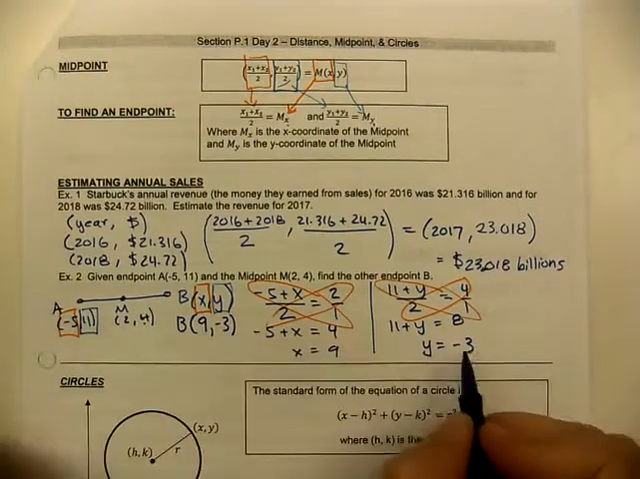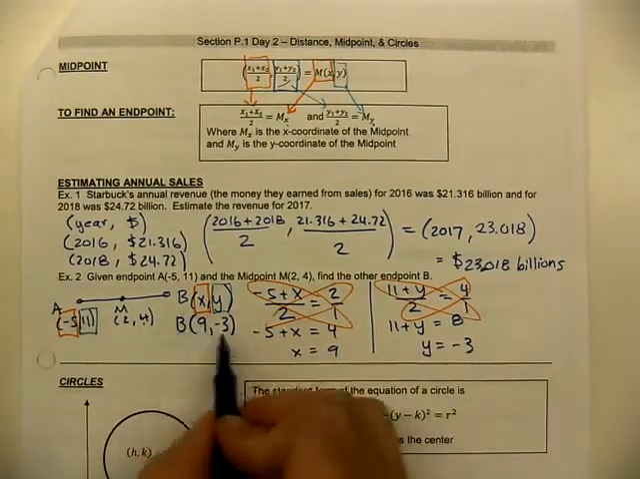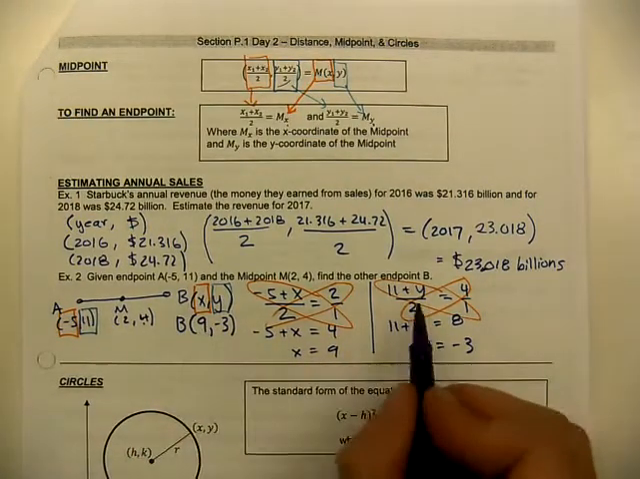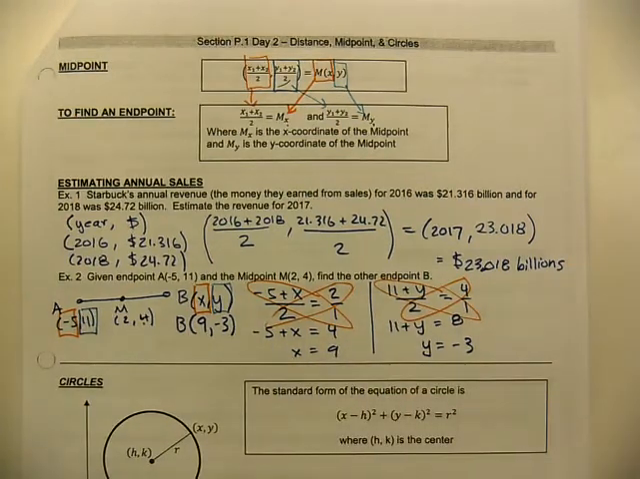So notice that when we're finishing it up, we return it back into an ordered pair, but that's how we can do the calculations for the missing endpoint. So that's topic number 1.